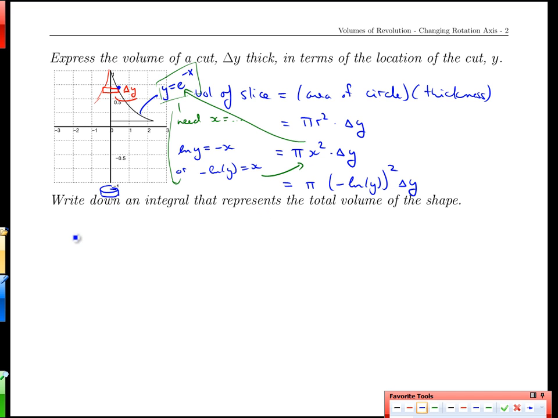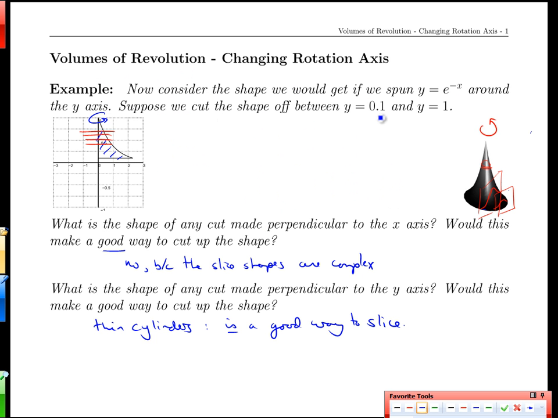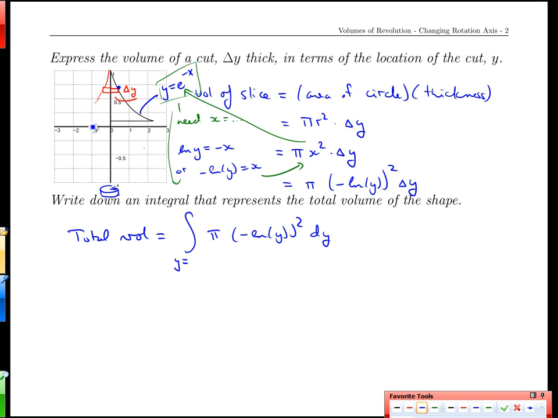Writing down an integral that represents the total volume is straightforward because we just want to add up all the slices from the top to the bottom. So we copy down our integral here, with the only change being the delta y converted to a dy. Then we ask ourselves, where do we start slicing and where do we stop slicing? That information was given on the last page. We're going to slice only between y equals 0.1 and y equals 1. So there's a little boundary area we don't include. So 0.1 up to 1. And that becomes our integration challenge.